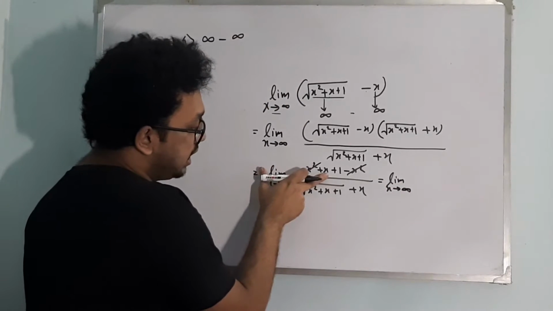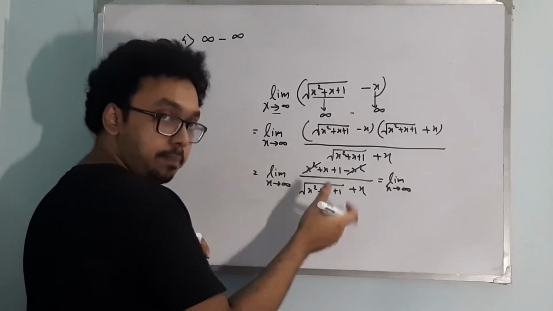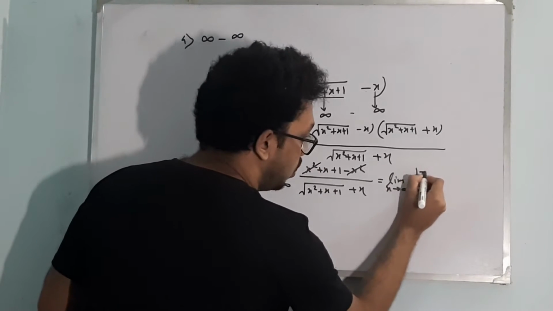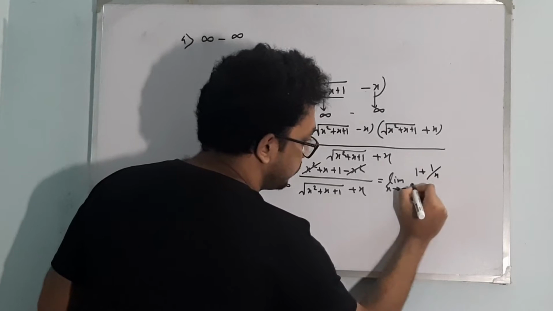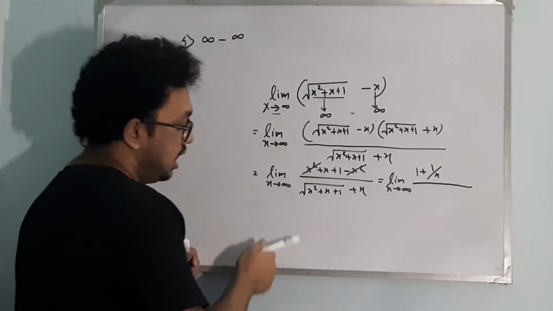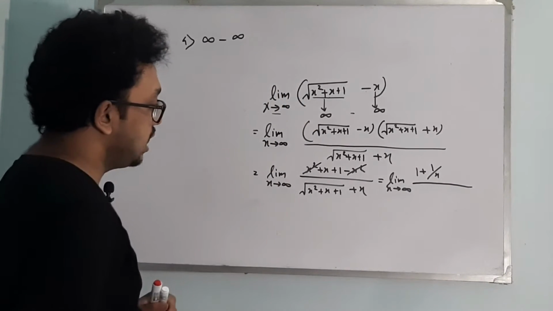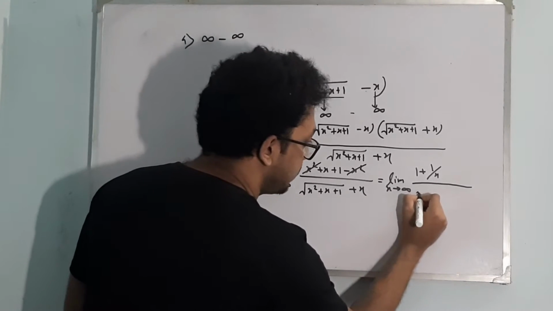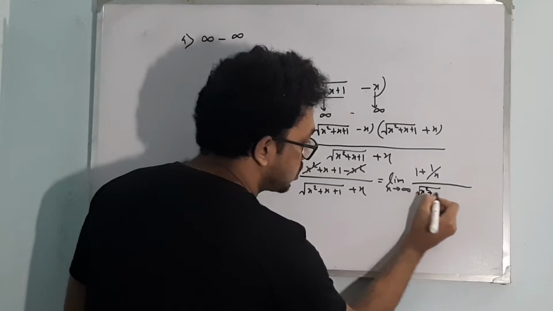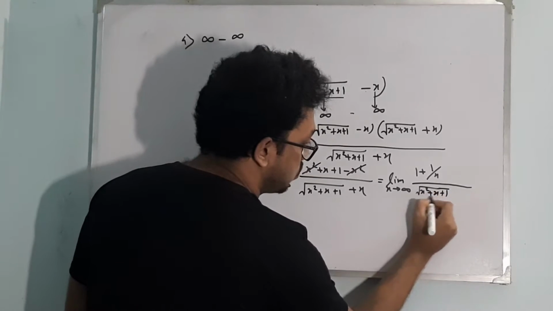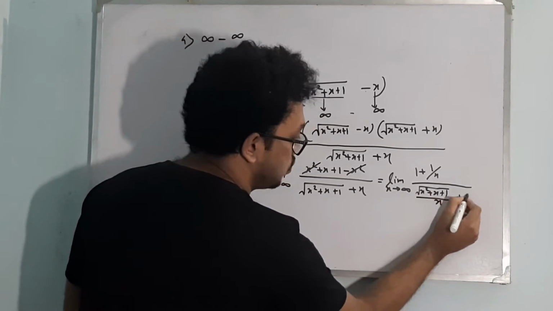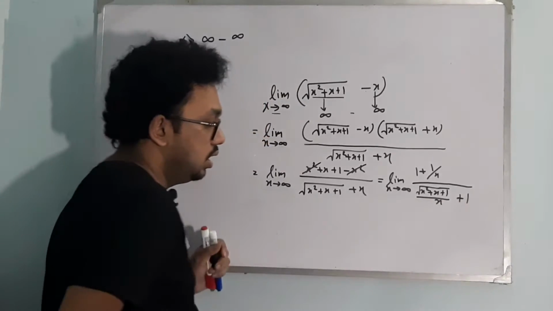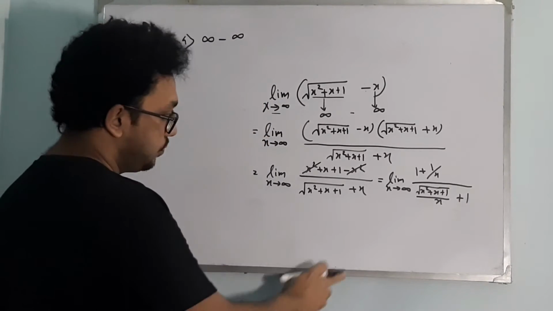I am dividing the numerator, that is x plus 1, by x. So I will have 1 plus 1 by x, divided by, I will divide this denominator by x. So if I divide the denominator, I will have square root of x square plus x plus 1, divided by x plus 1. Okay.